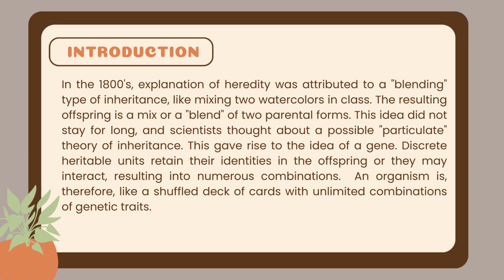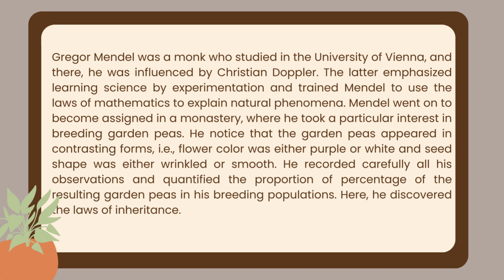Gregor Mendel was a monk who studied at the University of Vienna, and there he was influenced by Christian Doppler. The latter emphasized learning science by experimentation and trained Mendel to use the laws of mathematics to explain natural phenomena. Mendel went on to be assigned in a monastery where he took a particular interest in breeding garden peas.